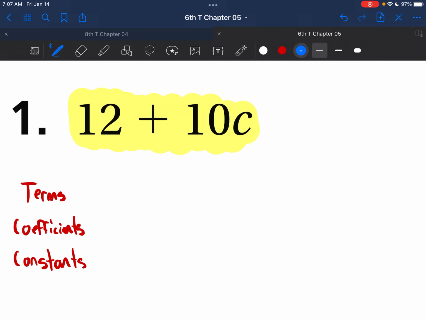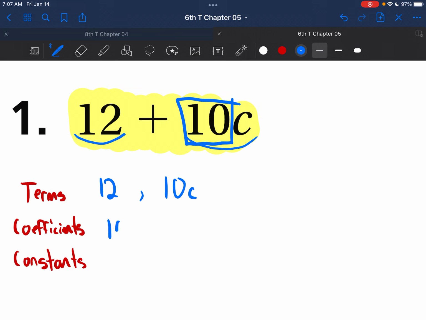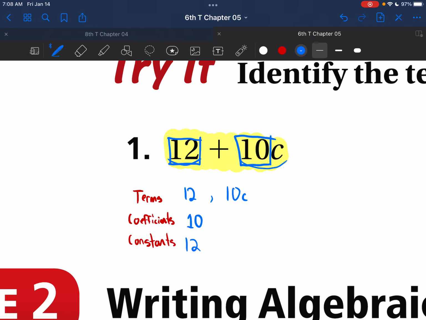Okay, so what are our terms? We have 12, that's one term. Then we have 10c, that is our other term. What coefficients do we have? Well, we have the number 10, that's the only coefficient we have. And last but not least, what constant do we have? We have the number 12, that is our constant. All right, let's try another one.